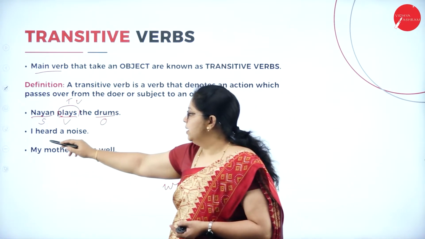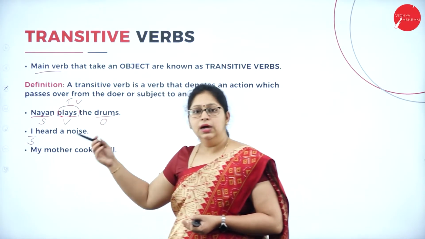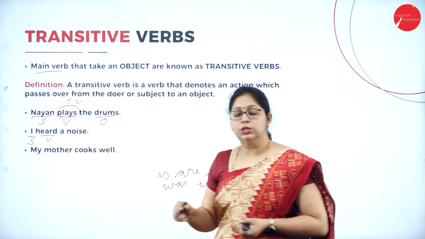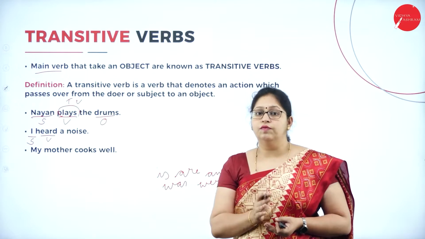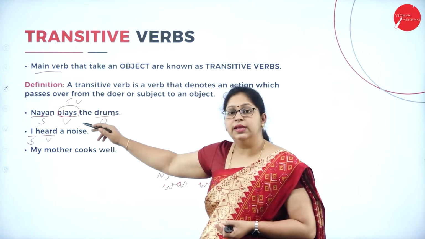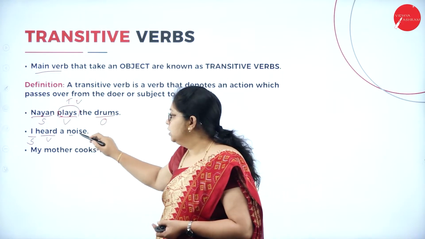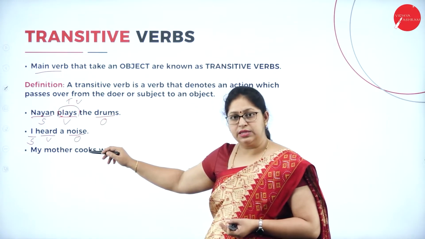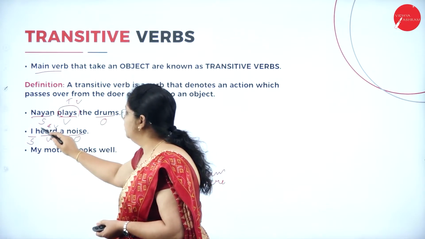Okay. One more example. I heard a noise. I is subject. Heard is action. I heard. So heard is verb. Now a noise. What did I hear? If I say only I heard, then it is subject and verb pattern of sentence. There is no object in this. But here in this example, there is object. I heard a noise. He heard something. What was that? That was the noise. So this is object. So in this sentence pattern, subject, verb, object is present. So this verb, the action word, is transitive verb.